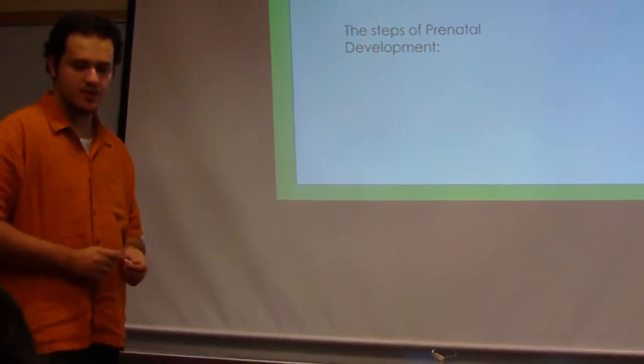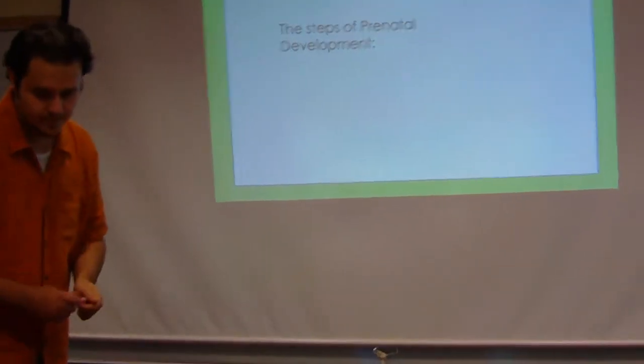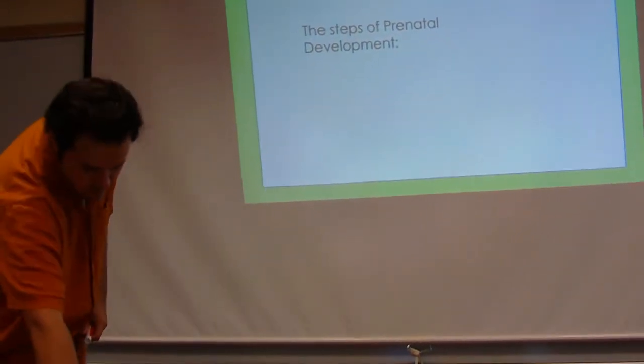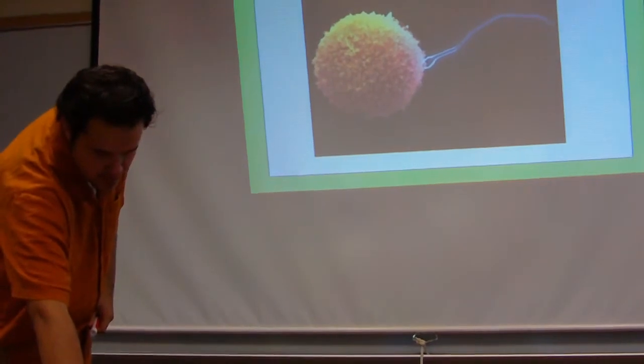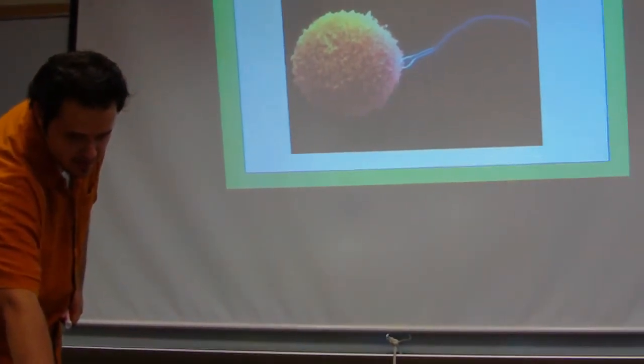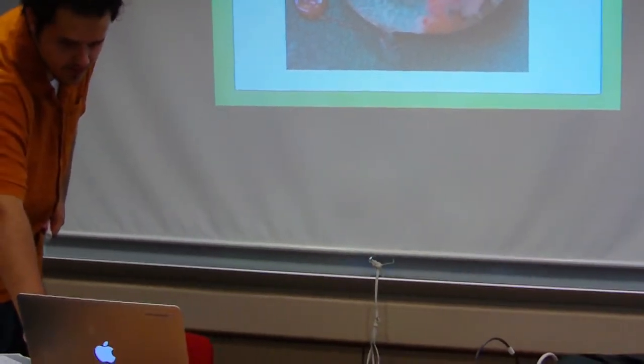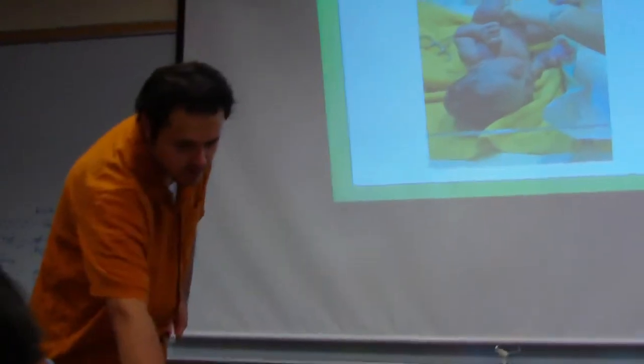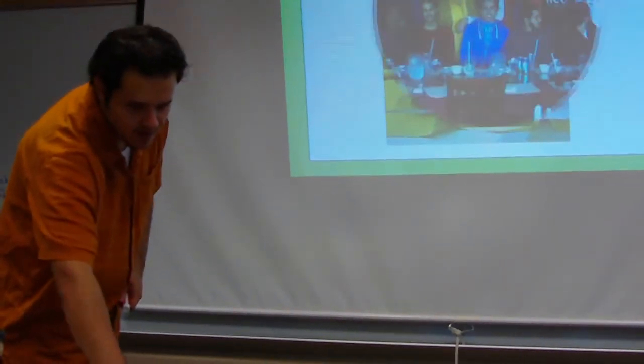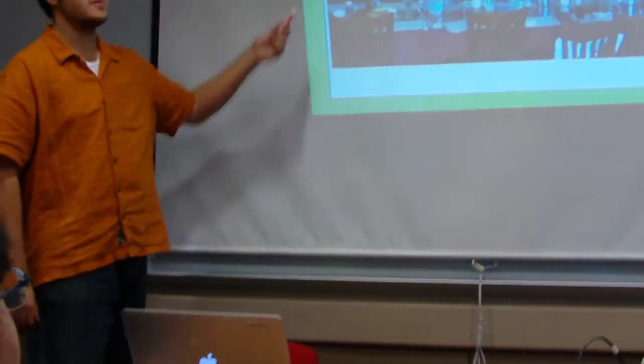As a conclusion, I will tell you the steps of prenatal development. Sperm fertilizes an egg to make a zygote. The zygote divides until making an embryo. The embryo becomes a fetus, then the birth of the baby. And each one of us used to be like that one day.